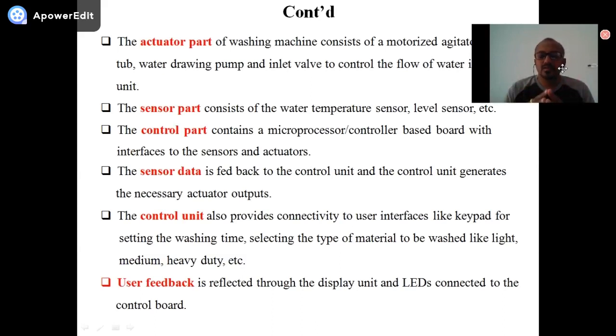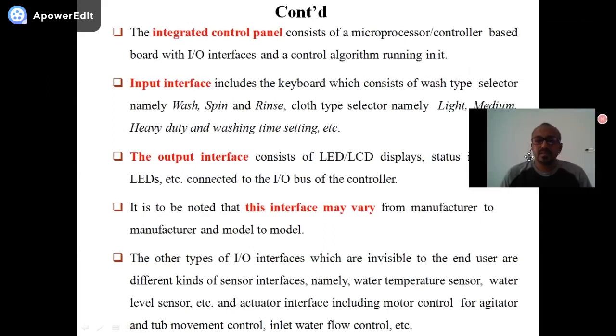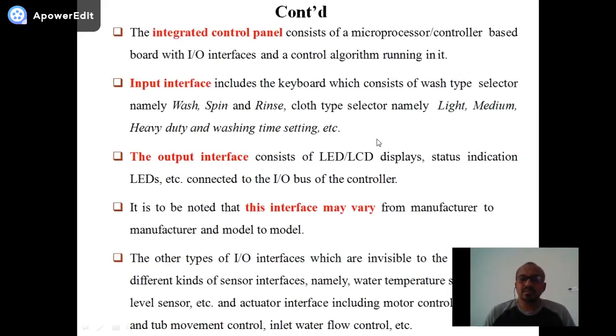The control unit also provides connectivity to the user interface, the keyboard, for setting the washing time and selecting the type of material to be washed, light, heavy, medium, etc. User feedback is reflected through the display unit, that is usually an LCD or LED unit. The integrated control panel has a microcontroller based IO interface and a control algorithm running on it.